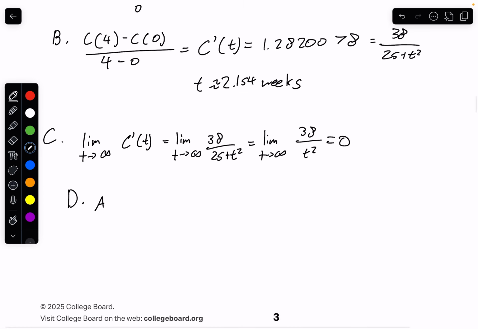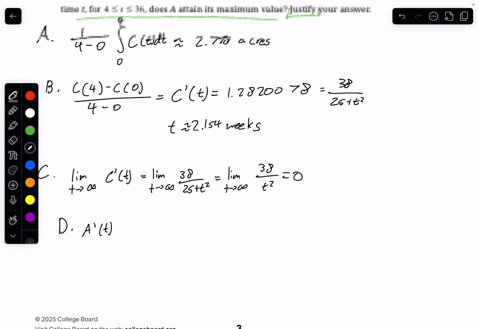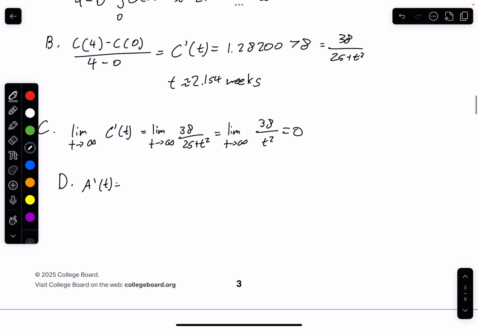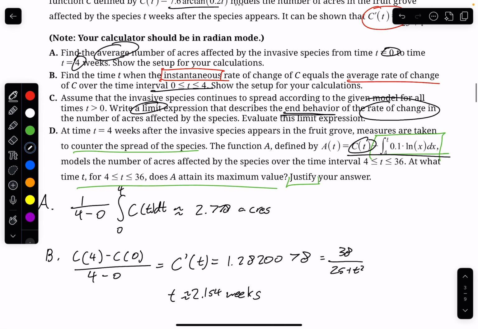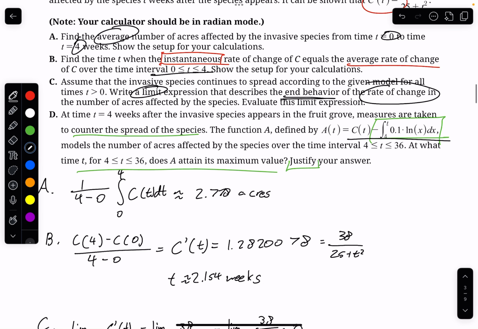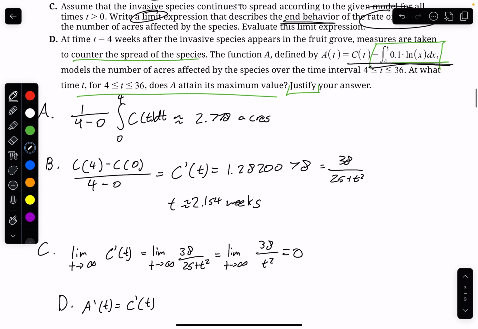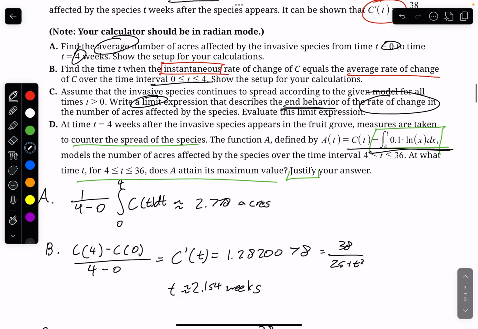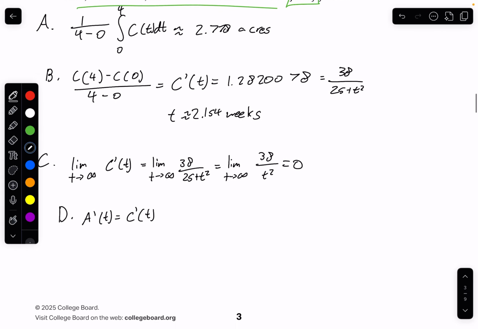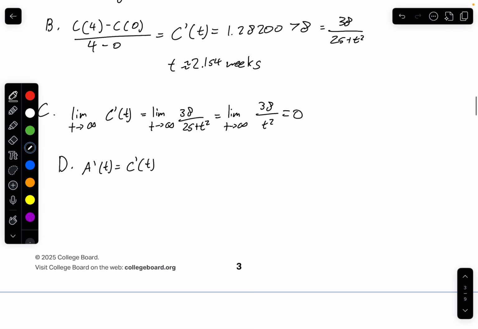So we can say A prime of t. What is A prime of t going to equal? Well, let's derive each component separately. A prime of t is equal to the derivative of C of t, which is just C prime of t. And then what's the derivative of this integral expression, the integral from 4 to t of 0.1 times ln of x dx? Simple, you just remove the integral there. Because the bound is t, it's not t squared or t cubed, you don't have to worry about the chain rule too much here. So it's literally just whatever is inside of the integral, which is going to be minus 0.1 ln of t.